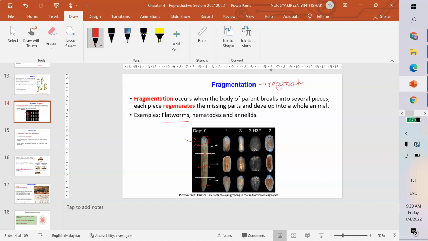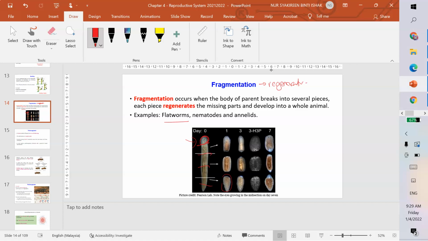So the piece that contains the head will develop the rest of the body, like the mid piece and also the tail. So the tail will develop the missing part. Okay. So that is for fragmentation, kan.